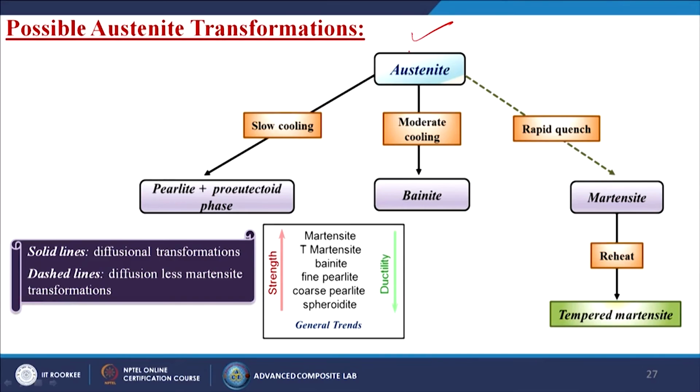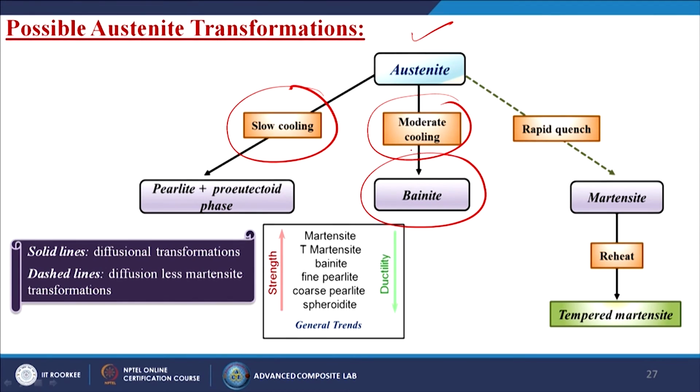Now, possible austenite transformations: there are many possible ways. First, austenite with slow cooling will become pearlite and the pro-eutectoid phase. If you do moderate cooling, then you will find bainite in the structure. If you do a rapid quench, as I told already, you get martensite, and then if you reheat the martensite, you can get tempered martensite.